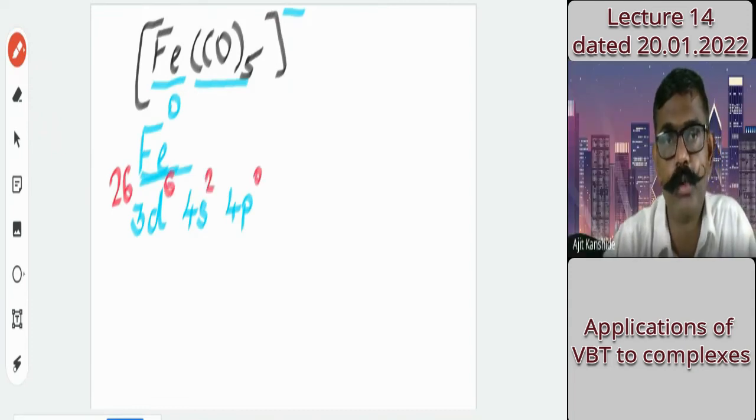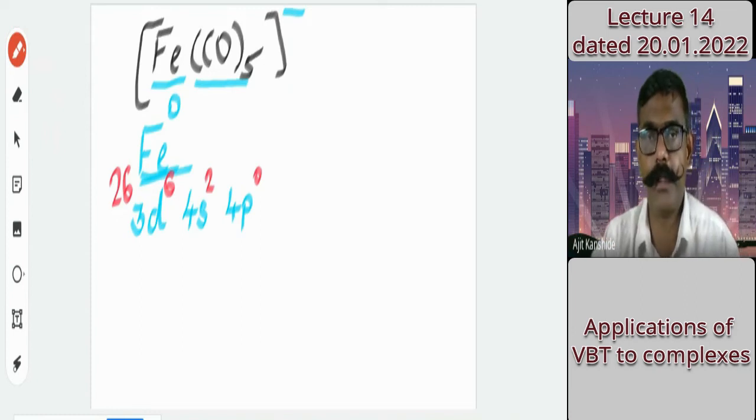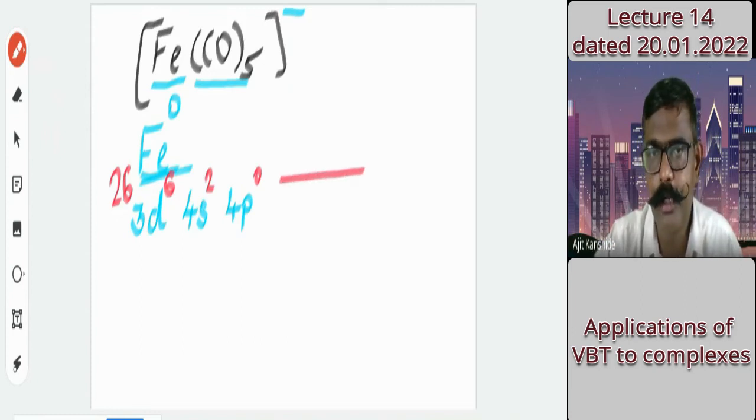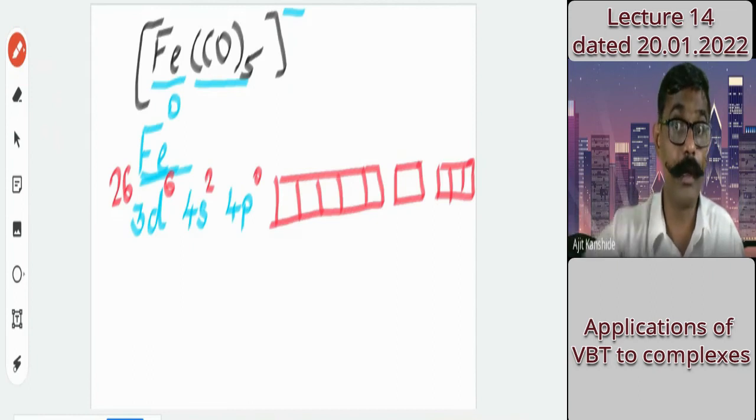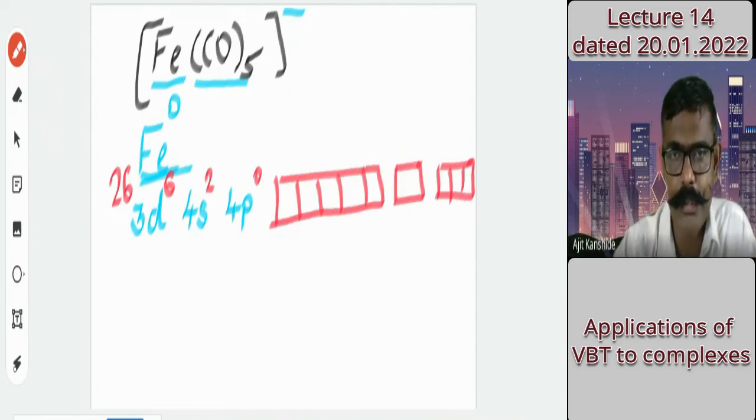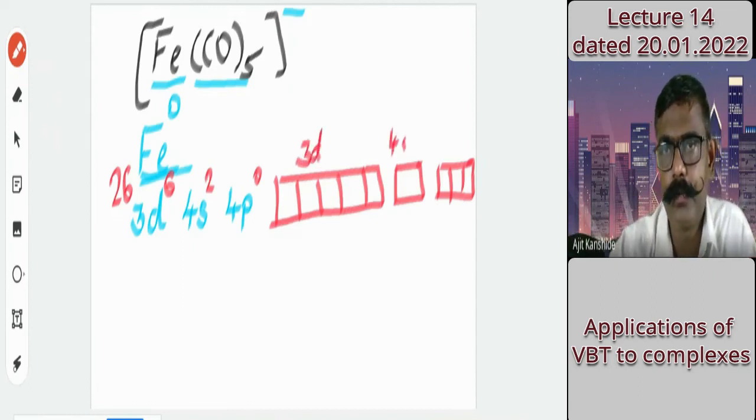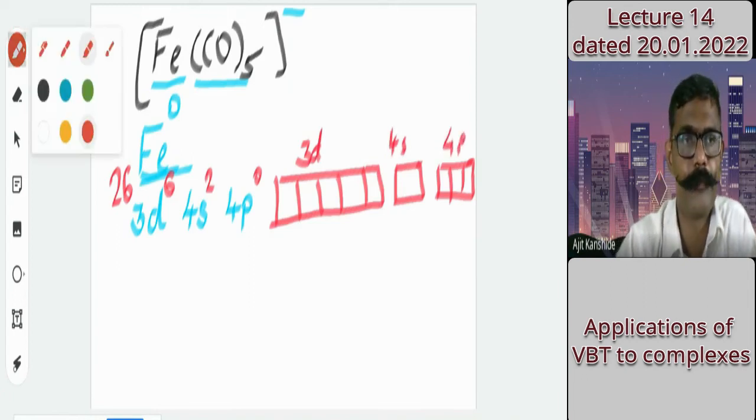3d6 4s2, 4p0. It's the ground state electronic configuration. Let me represent that. D orbitals: 1, 2, 3, 4 and 5. Then the s orbital and p orbitals. If needed, we have to use outer orbitals. So here I am representing 3d, 4s and 4p.